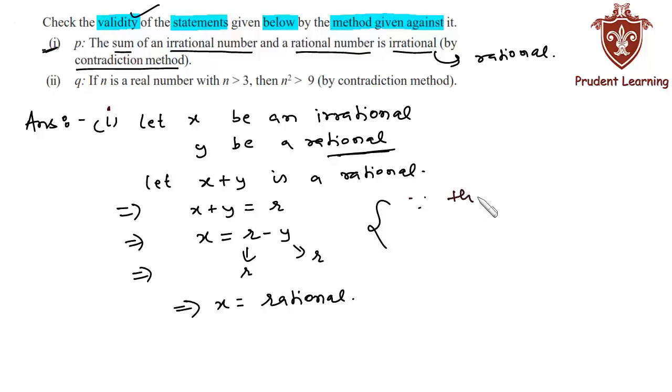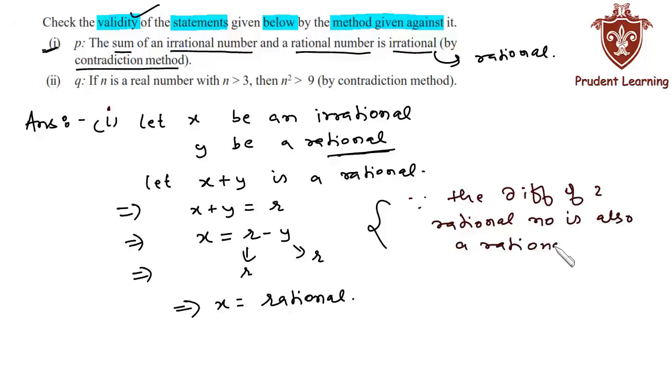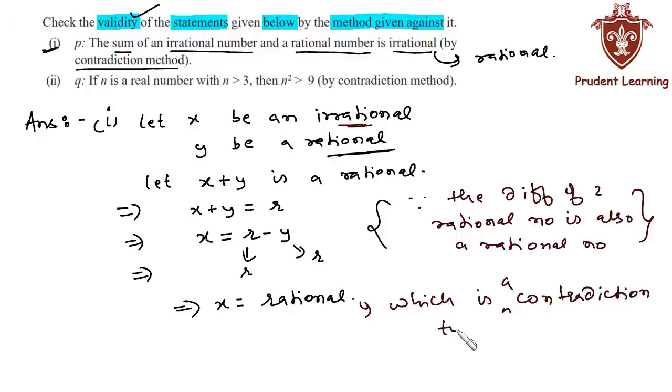Since the difference of two rational numbers is also a rational number, which is opposite to our assumption, which is a contradiction to our assumption, because we had assumed x to be irrational. So we'll write which is a contradiction to our assumption.